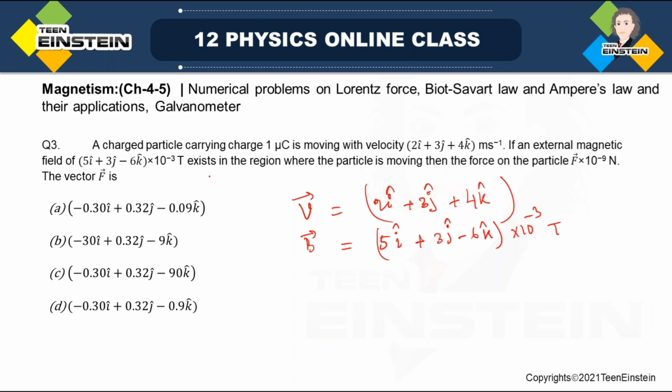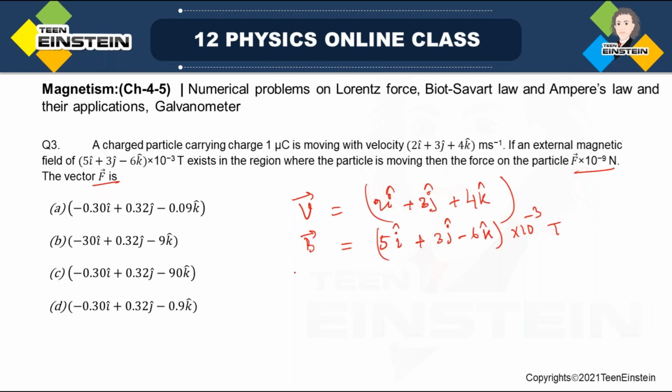Okay. So a charged particle having charge 1 microcoulomb is moving with this velocity in meters per second. If an external magnetic field B exists in the region where the particle is moving, then the force on the particle is given as F into 10 to the power minus 9 Newton. So what is this F vector?